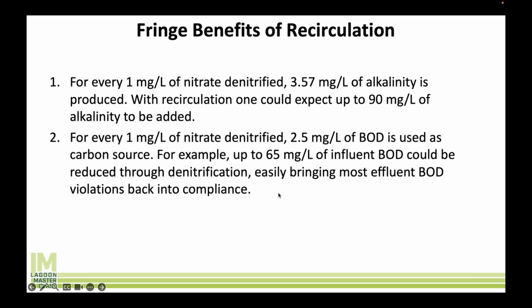So some of the benefits of recirculation, talked about, again, the BOD reduction, TSS reduction, algae reduction, but directly related to denitrification, you get 2 main benefits. First of all, for every 1 milligram per liter of nitrate denitrified, you get 3.57 milligrams per liter of alkalinity that's added back into your wastewater stream. So that's really helpful for nitrification. So that's why we really like that.